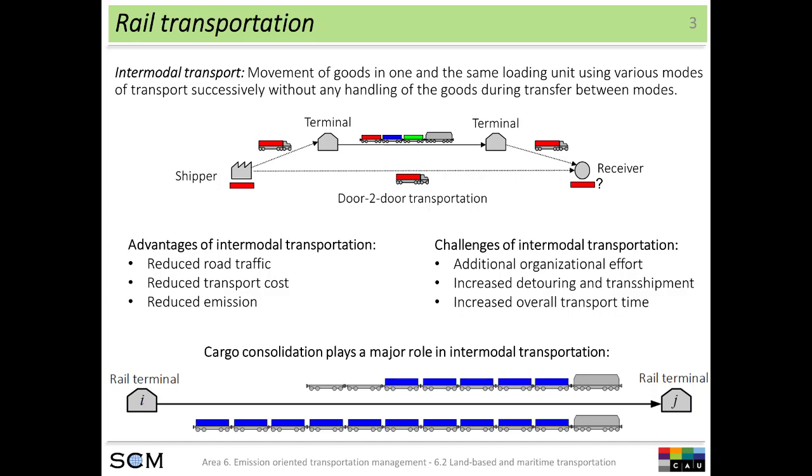To achieve low emission rates on trains, cargo consolidation plays a major role in intermodal transportation. This is because a train has quite a large transport capacity, and the emission rate per transported container is low only if the train is fully loaded.